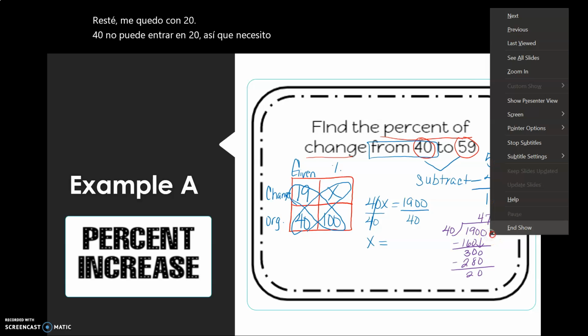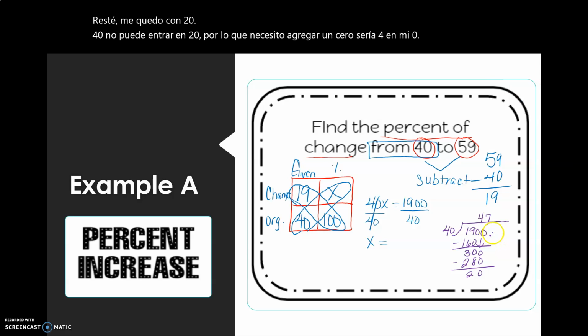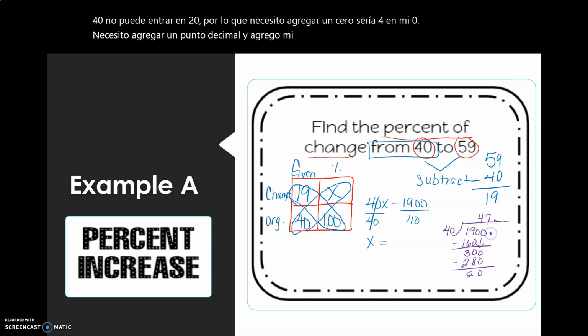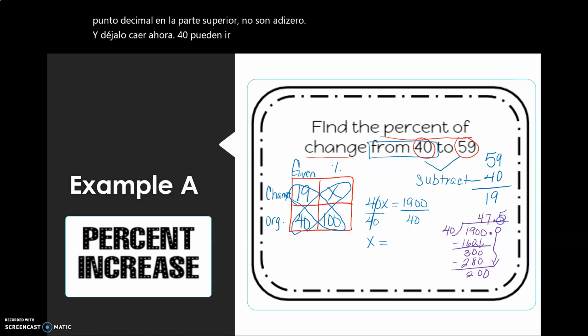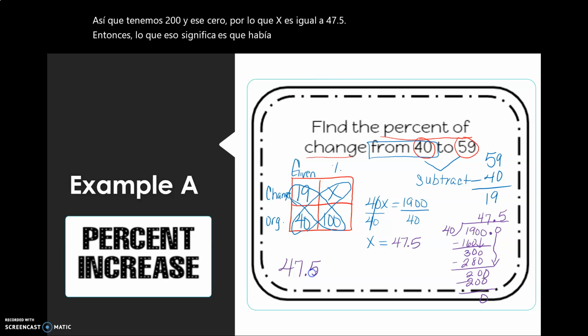But before I add my 0, I need to add a decimal point. And when I add my decimal point at the bottom, I add my decimal point at the top. Then I add the 0 and drop it down. 40 can go into 200 5 times. So we have 200 and that's 0. So x is equal to 47.5. So what that means is there was a 47.5% increase.